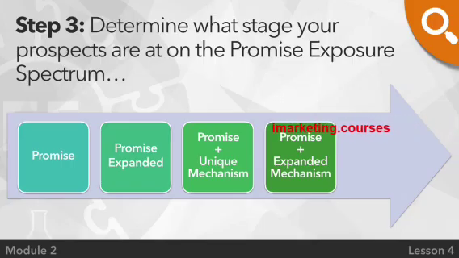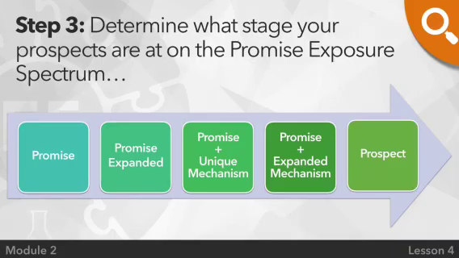And so your market is at this stage if your promise and your mechanism has been presented, but it hasn't been expanded on yet. Well, over time, what happens is the expanded mechanism and promise no longer generates the same level of response, and that's when we see prospects evolve to the next stage of the promise exposure spectrum, where marketing messages become all about the prospect. Right? It's all about the prospect.